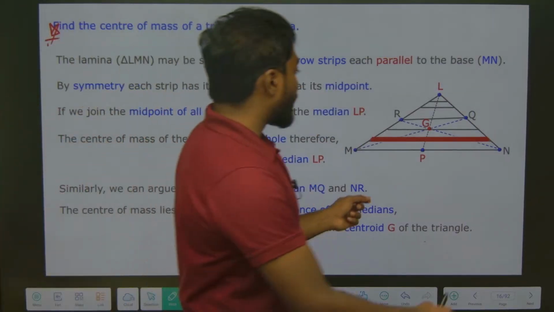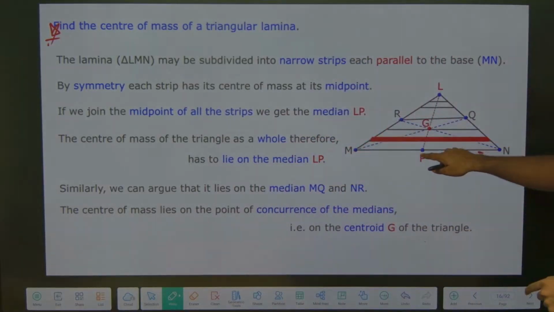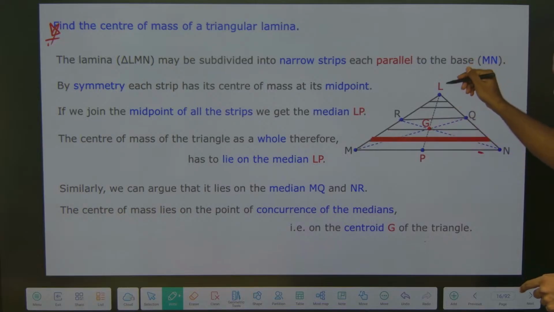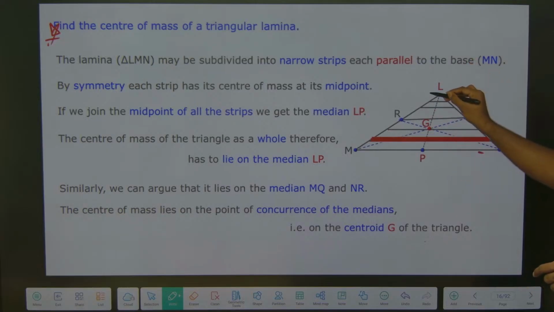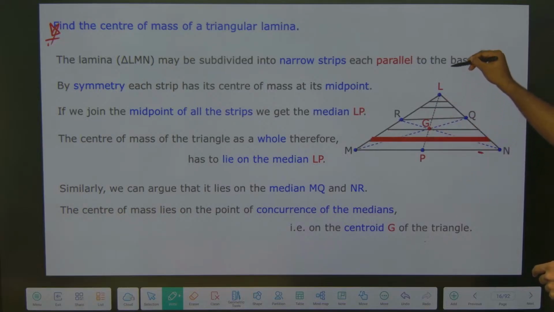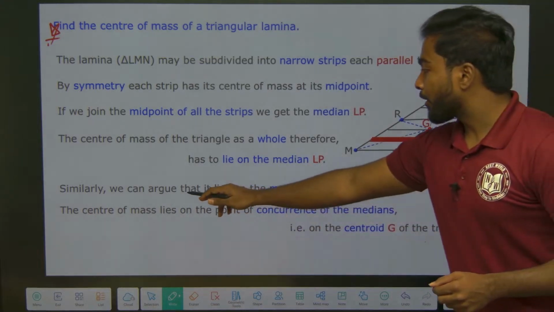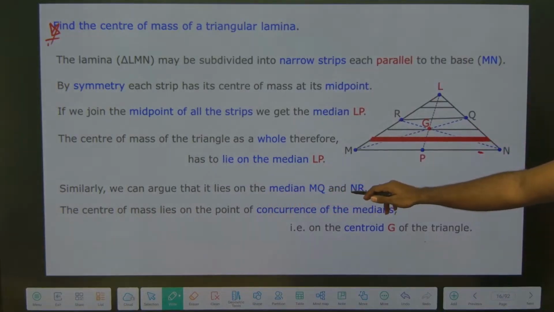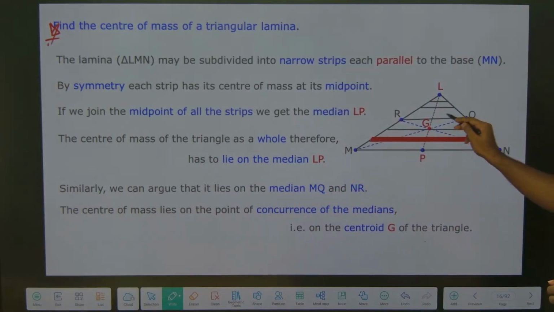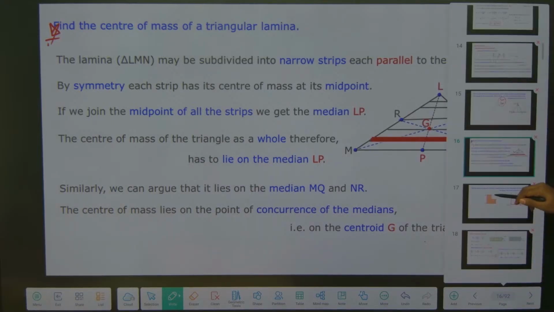When I take one strip, this is its center; the second strip, this is its center; the third strip, this is its center. If I join everything, I get a median, so every center lies on this same median. Similarly, we can argue that it lies on the other medians, MQ as well as RN. So we will do a problem on this.